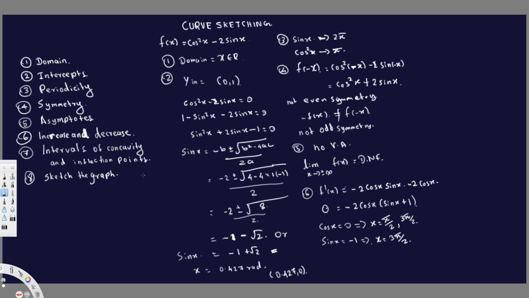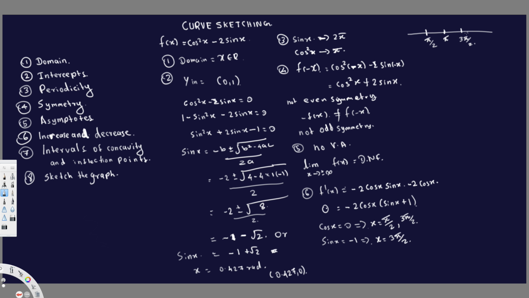And then now we have to check the intervals. So let's put the intervals right here. So we have pi by 2, 3 pi by 2. Okay, so in this case let's take the pi by 2.